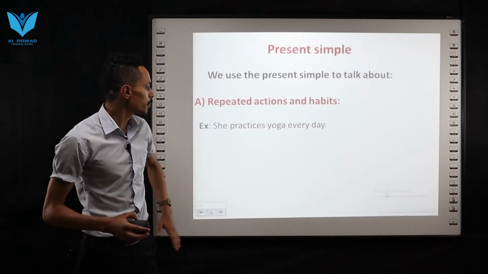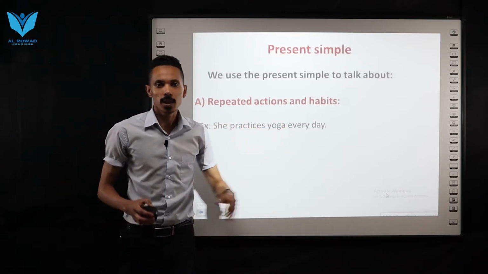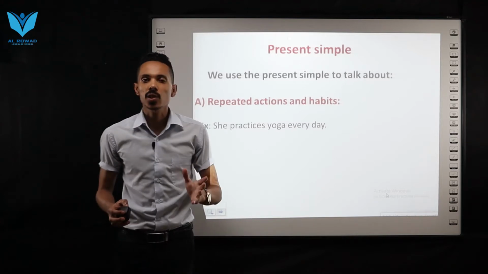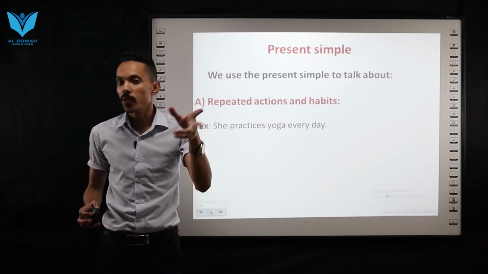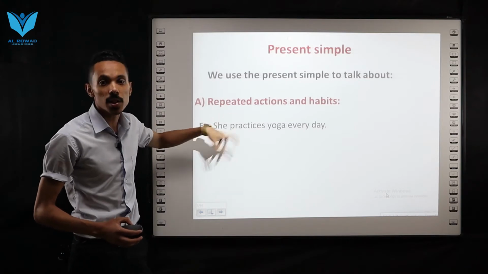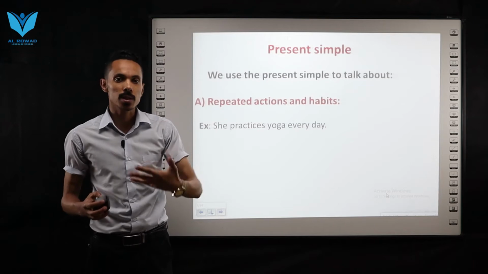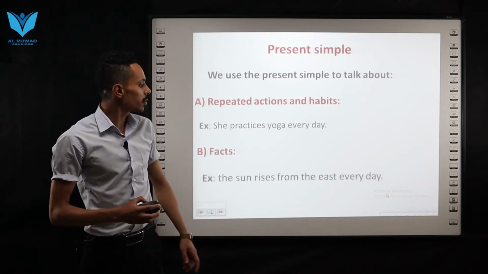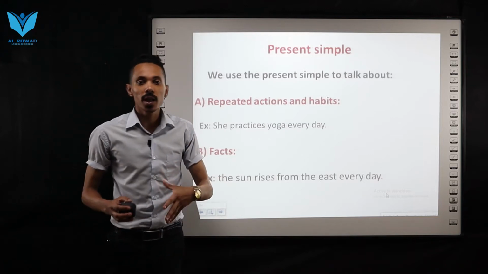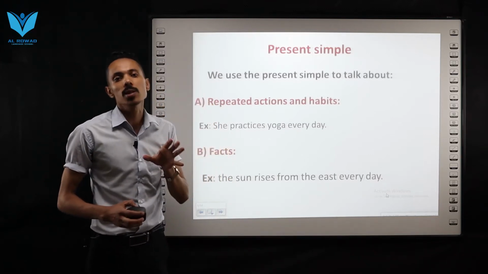For example here, she practices yoga every day. What is the tense of the sentence? If you want to know the tense of the sentence, look at the verb of the sentence. So here, the verb practices is a main verb plus s, so it's a present simple. And here, to talk about facts. Number 2, if you want to talk about a fact, you make the verb present simple.